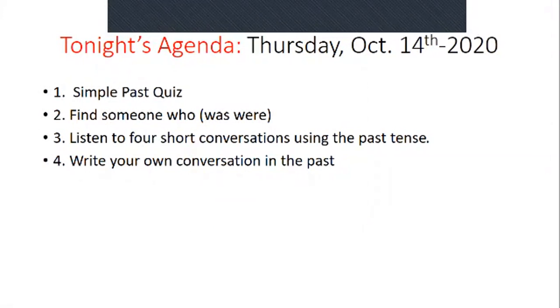So as you can see, you're going to start with the right foot, a quiz. Number 2, a short activity, and for that, I need to send you to the breakout rooms. And then number 3, everybody's going to listen to 4 short conversations, much easier than the ones you practiced last time about simple past. We're going to practice in pairs and in groups of 3, or maybe groups of 4. And then you're going to write your own conversation, following the examples from the previous 4 conversations that you listened to. Okay?